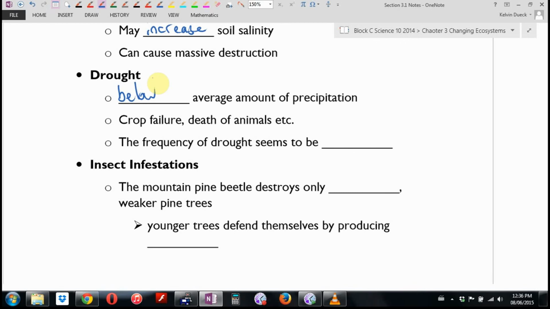Below average amount of precipitation. Crop failure, death of animals. The frequency of drought seems to be, what do you think? Increasing. We believe, and I don't want to be a big environmentalist, although I am pro-environmental. It's a politically charged topic, but it seems to be increasing. It does seem that climate change is occurring.